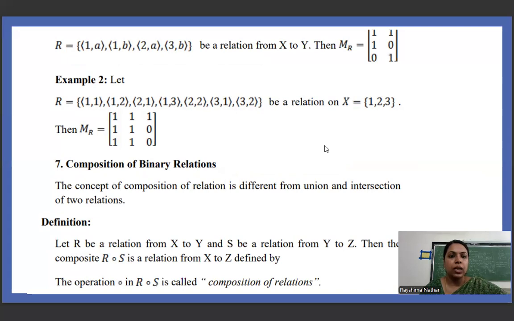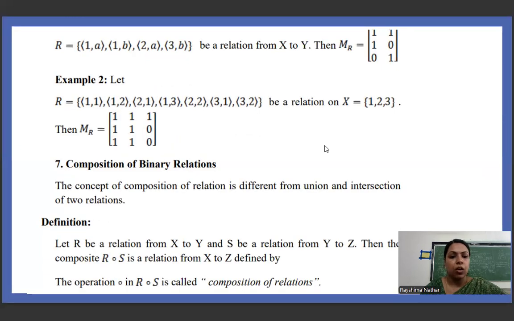Here 1 is paired with A, 1 is related with B, 2 with A, 3 with B. So in the matrix, we have to put 1 if they are related, and if they are not related, we have to put 0.